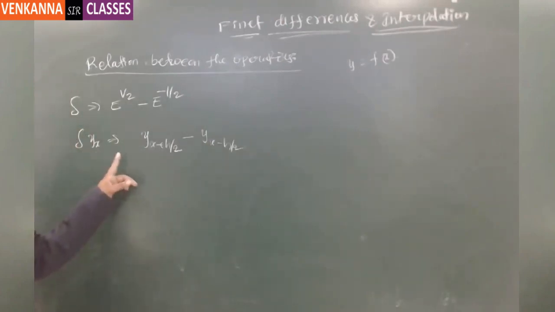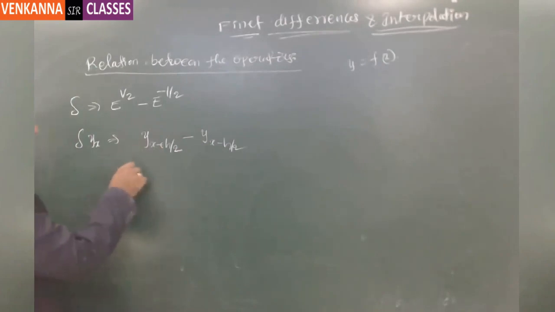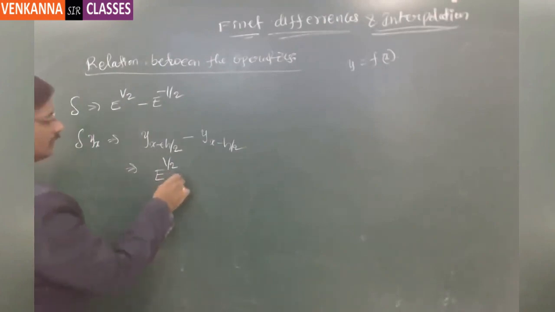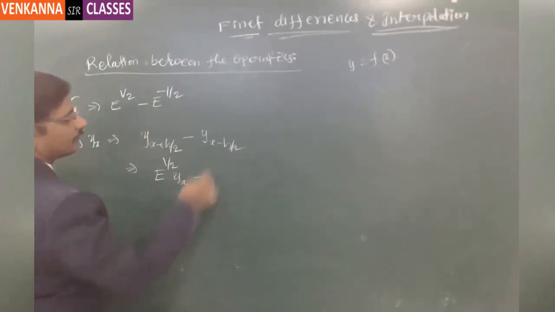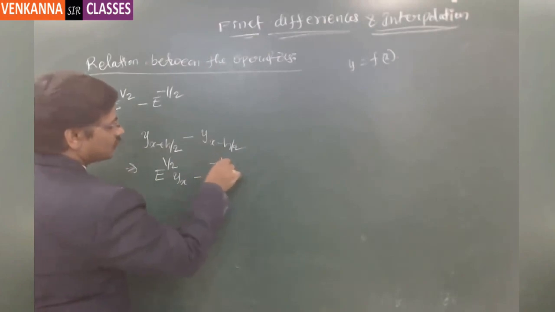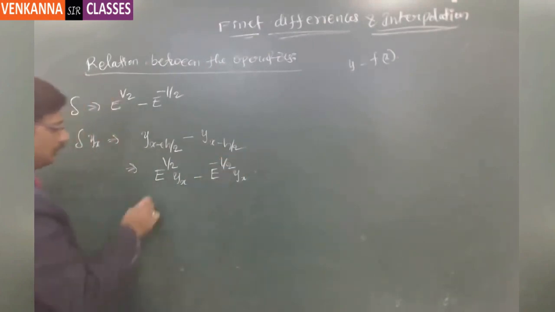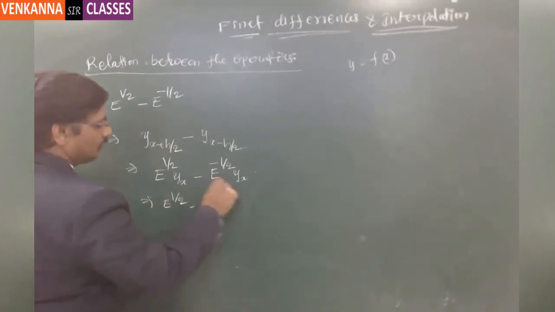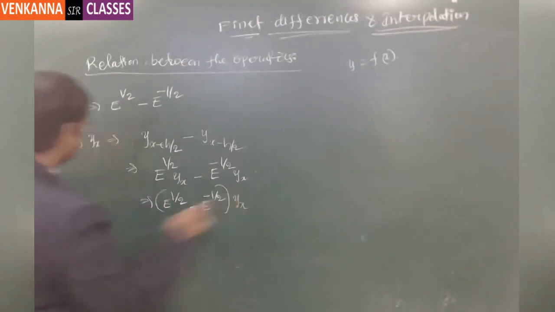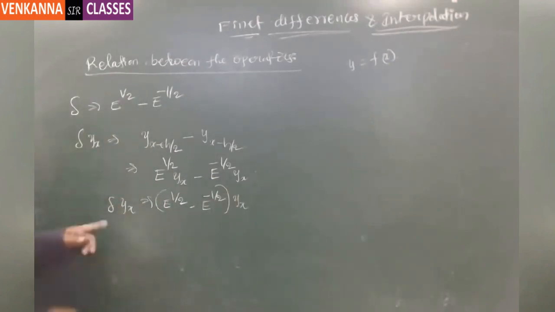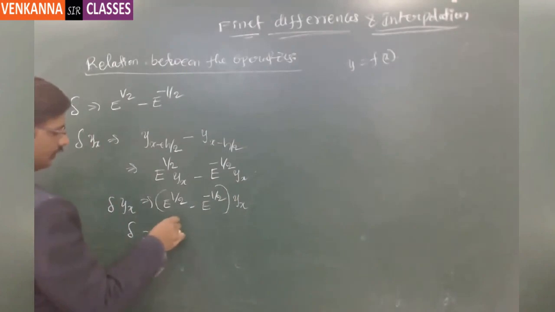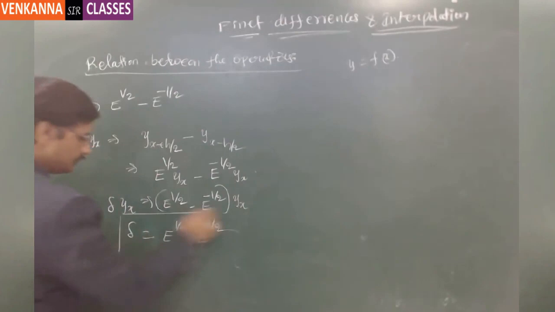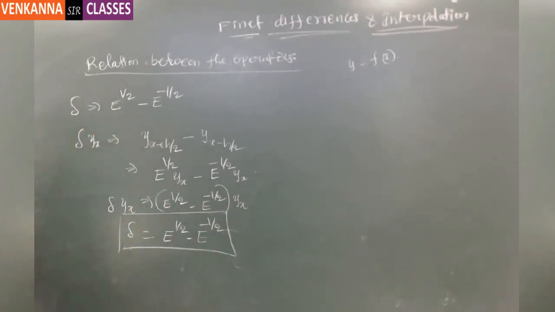Now this central difference value can be treated as E operated for an amount of 1 by 2 on y(x), and E operated for an amount of minus 1 by 2 on y(x). So this is E power 1 by 2 minus E power minus 1 by 2 operated on y(x), which is equal to delta of y(x). So delta is equivalent to E power plus 1 by 2 minus E power minus 1 by 2. So this is the central difference operator. Got it?